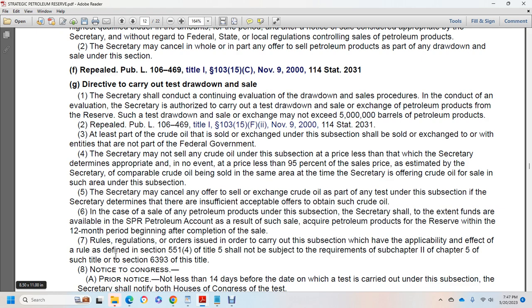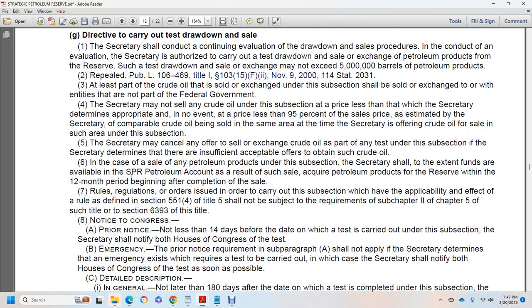4. The Secretary may not sell any crude oil under this subsection at a price less than the price the Secretary determines appropriate, and in no event at a price less than 95% of the sale price estimated by the Secretary to be comparable to crude oil being sold in the same area at the time the Secretary is offering crude oil for sale under this subsection. 5. The Secretary may cancel any offer to sell or exchange crude oil as part of the test under this subsection if the Secretary determines there is insufficient acceptable offer to obtain such crude oil.